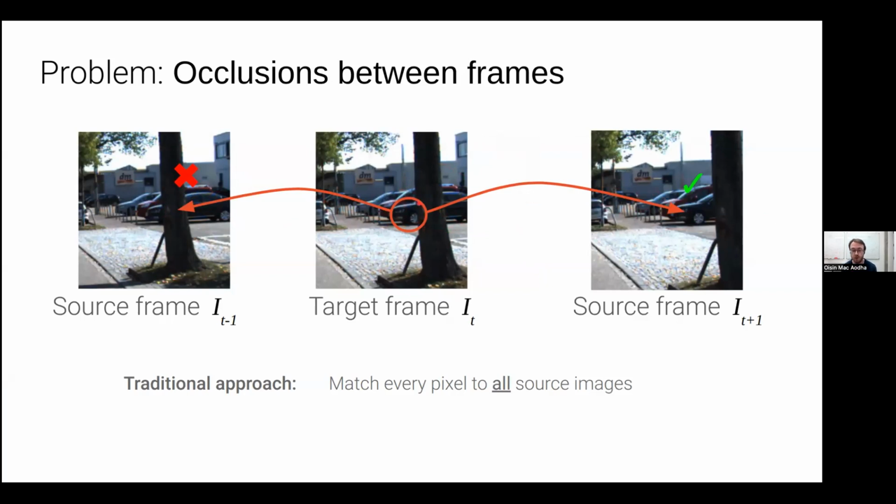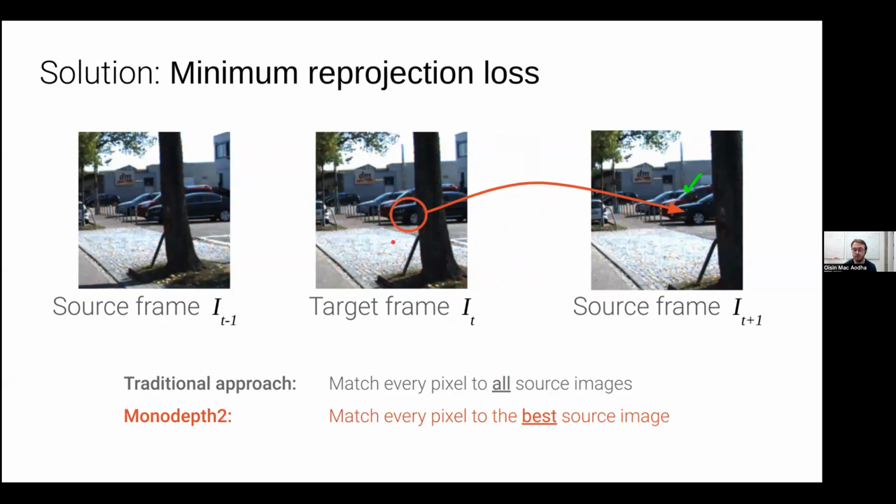And so the traditional approach would have been to, in some sense, attempt to find the match and just average this over multiple frames that you sample from. And the Monodepth 2 approach was basically to only match the best, so this minimum reprojection loss. So in some sense, ignore the bad correspondence. And that gave us an element of robustness to this type of occlusion-disocclusion problem.